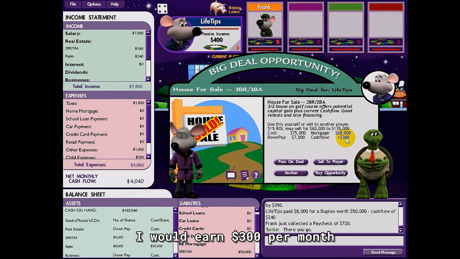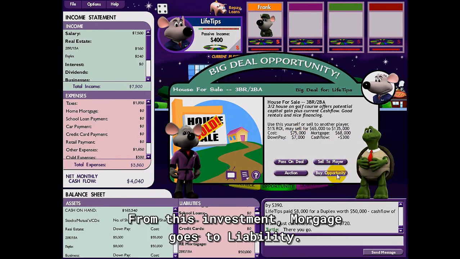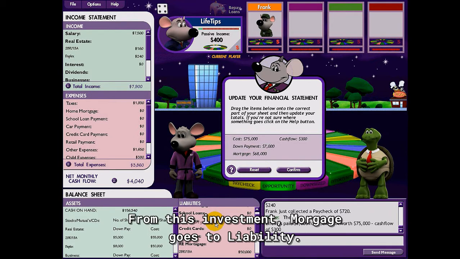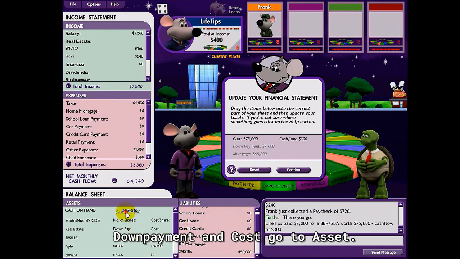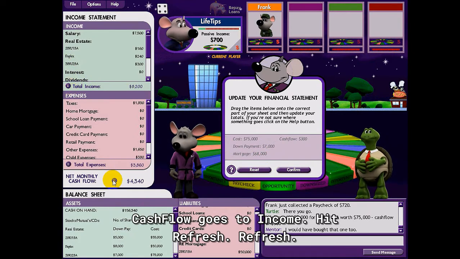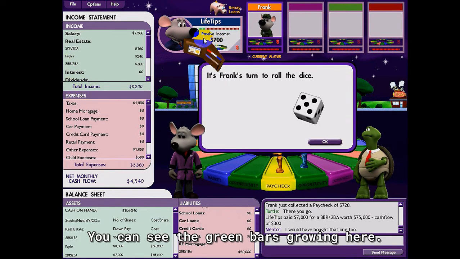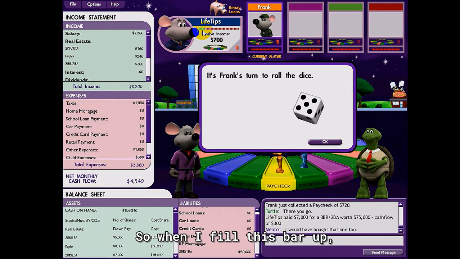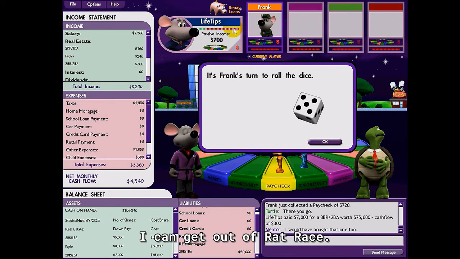I would earn $300 per month from this investment. So mortgage, liability, down payment and cost, asset. I would have bought that one too. Cash flows, income, refresh, refresh, refresh. So you can see the green bars growing here. So when I fill this bar, I can get out of the rat race.